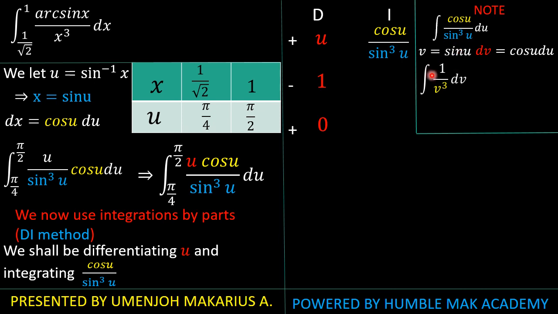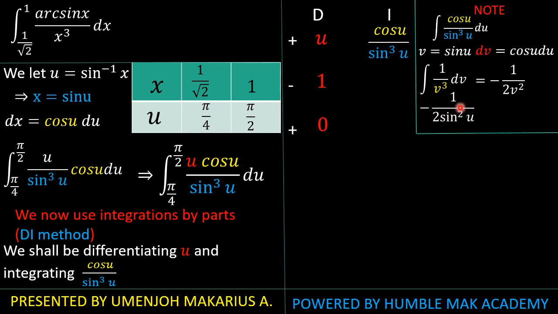So if we write this 1 over v cubed dv as v raised to the power negative 3 according to our law of indices, we have the integral of v raised to the power negative 3, right? Add 1 to the power gives us negative 2. Divided by that, we are going to have negative 1 over 2v squared, right? But guys, what is our v? Our v was sine u. So everything now turns out to be negative 1 over 2 sine squared of u.